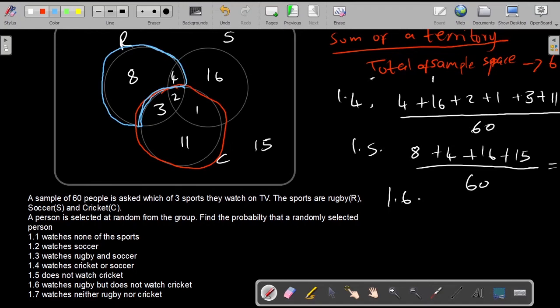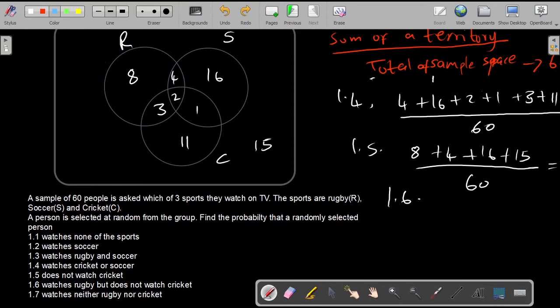It doesn't say anything about soccer. So it's fine if the person watches rugby and soccer, but the only constraint is that they shouldn't watch cricket, right? So include everything which is in the R circle that does not include C. So that would be the intersection of R and C, and the intersection of R, S, and C. We exclude that because it includes the C, and we only focus on the part that has R related with it, but not C.